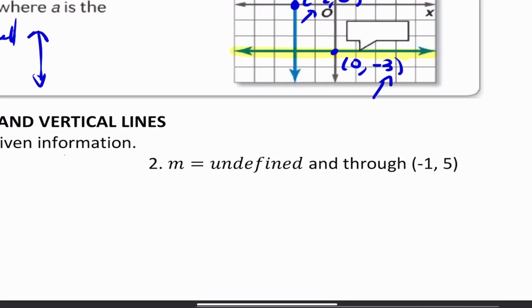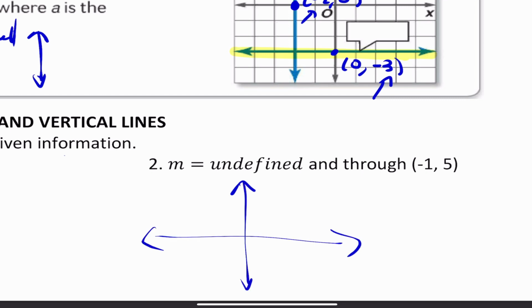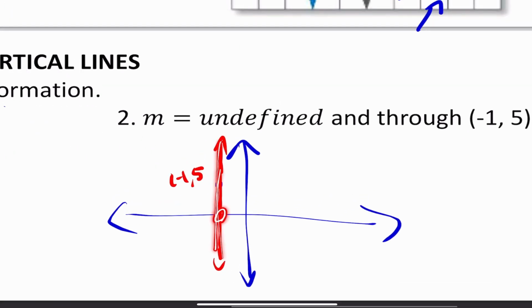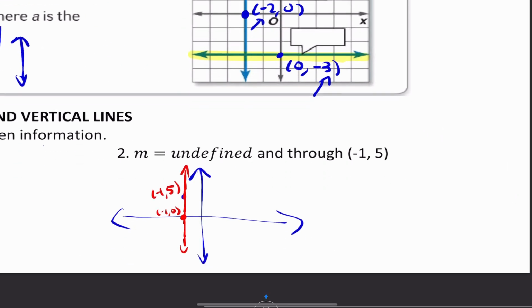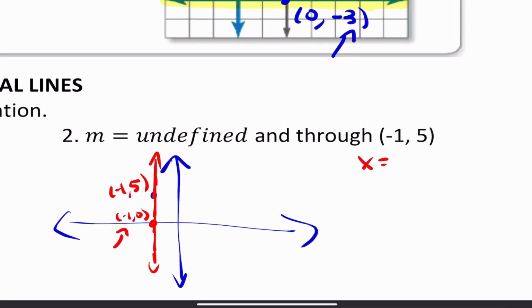Okay, now this is what I want to go ahead and look at. And again, I'm just going to visualize this because I like to draw pictures. Since we're dealing with an undefined slope and it goes through the point -1, 5, it should be right here. This is -1, 5. And I notice that this undefined slope line intersects the x-axis, or has an x-intercept, right? So this has to be -1, 0, right? So if I have an undefined slope, it should be in the form x equals something. So x equals -1.